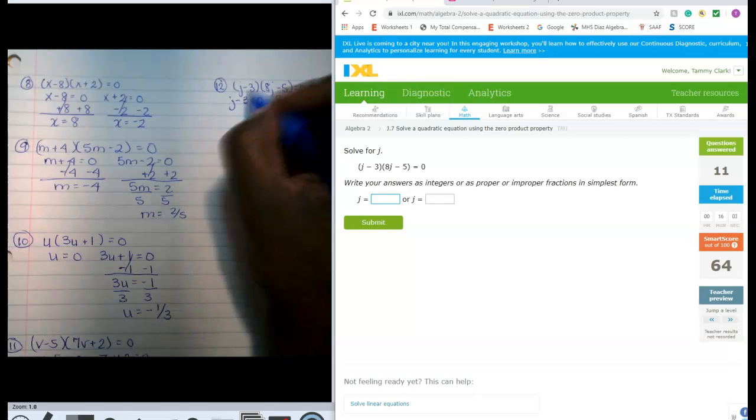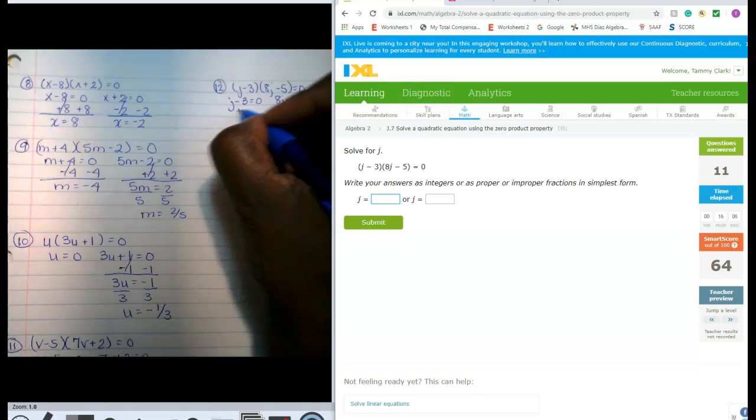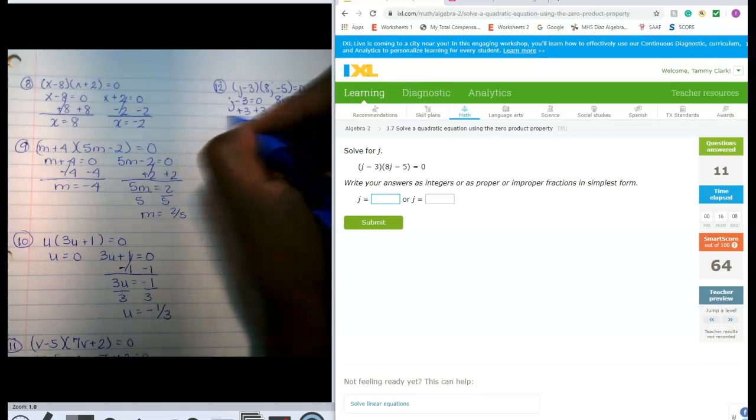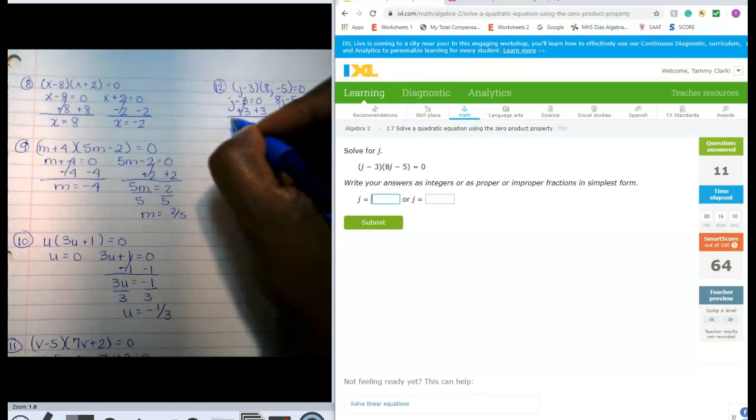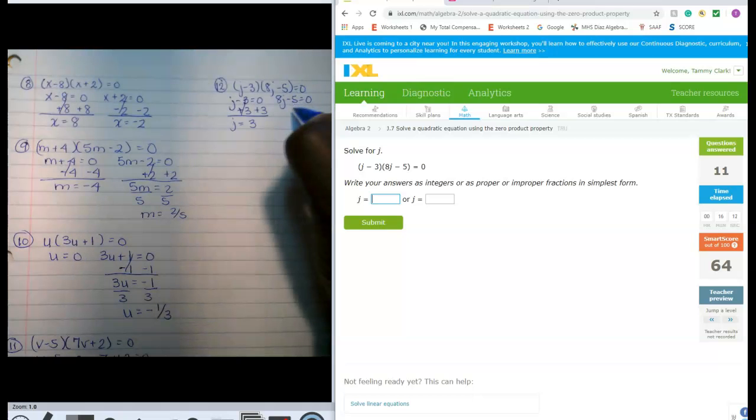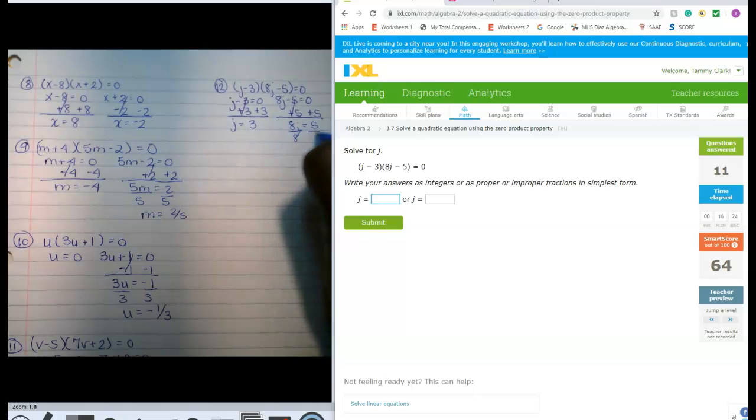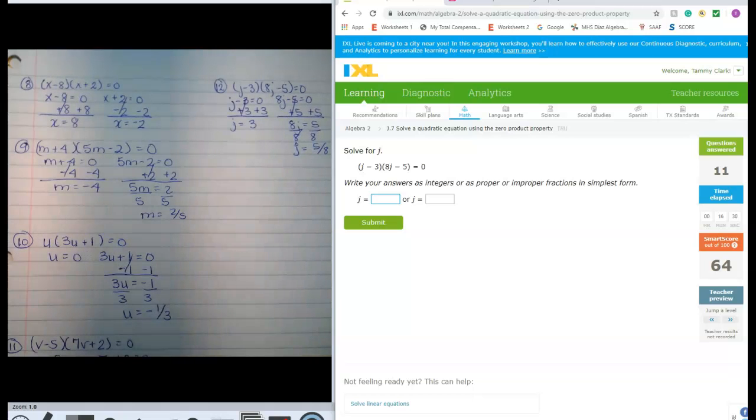and solve for j. So to eliminate negative 3, I'm going to add 3 to both sides of the equation. Therefore, j equals 3. Here, to eliminate the negative 5, I'm going to add 5 to both sides of the equation. And I've got 8j is equal to 5. Divide by 8 on both sides of the equation because I want j alone. And j is equal to 5/8. So we've got 3 and 5/8.